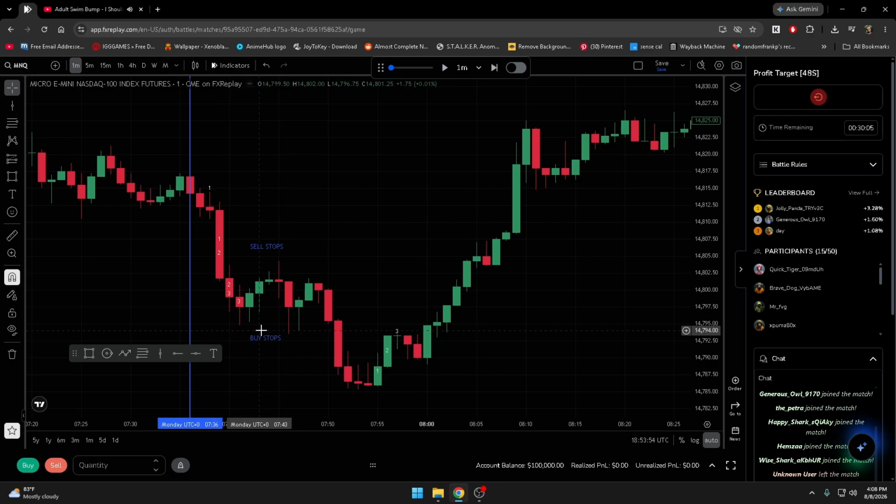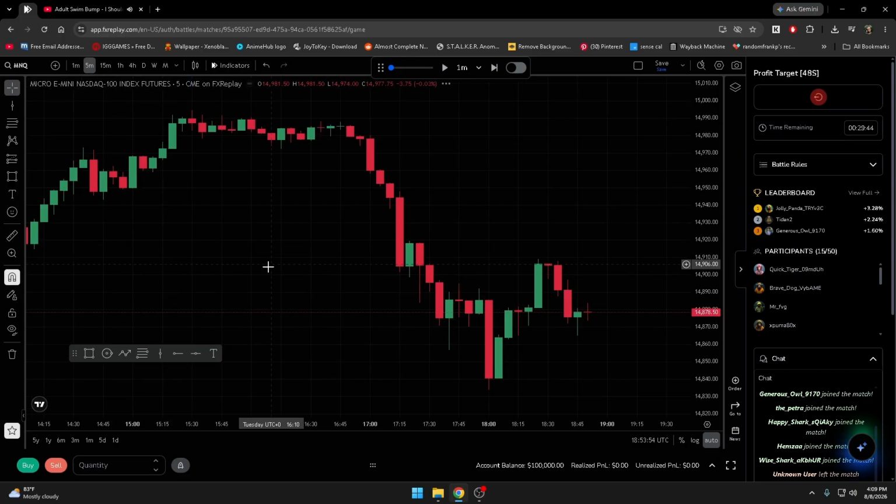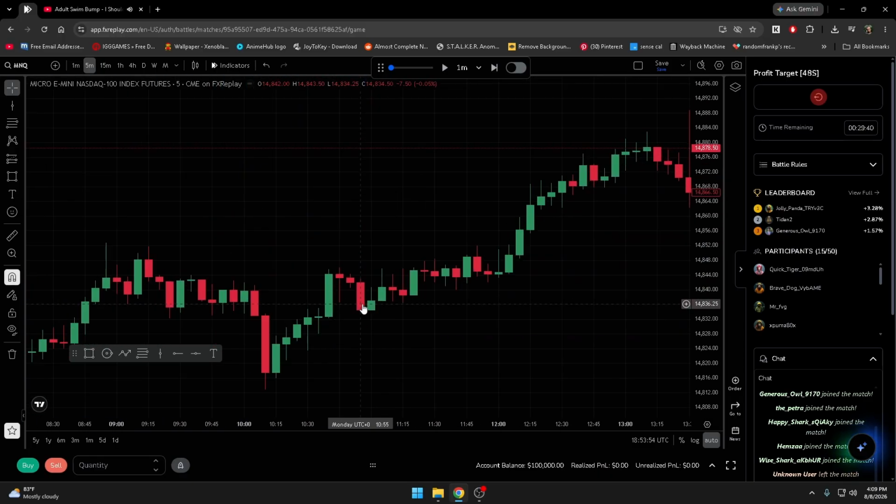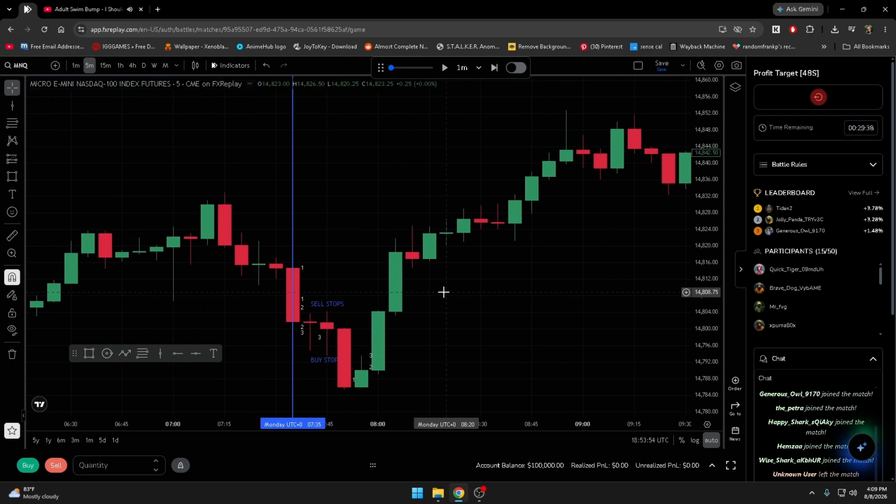Which ones do I want to use? That's the real question. Which ones do I want to use? It doesn't really come back up to this one right here, so I'm gonna use these down here. We're gonna have to use them all. If I go on the 5 minute, it should look even a little more clear, right?